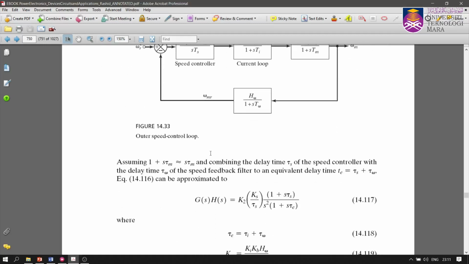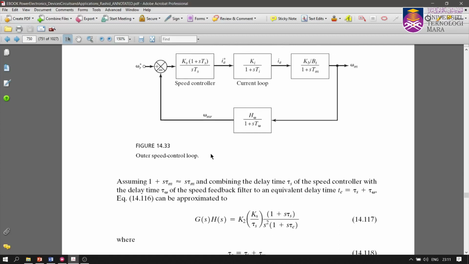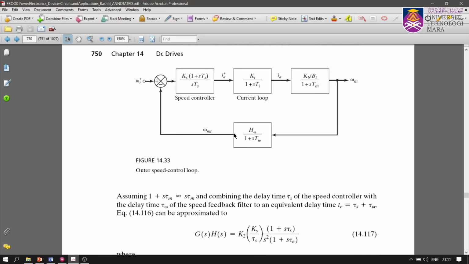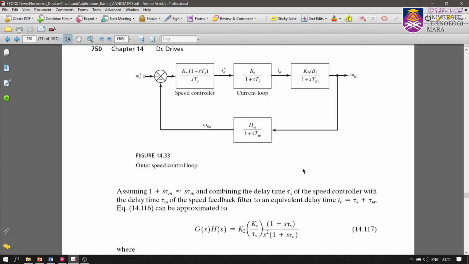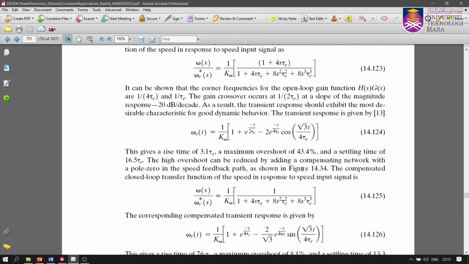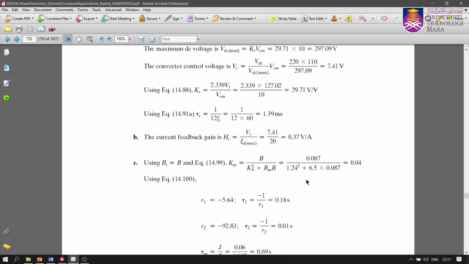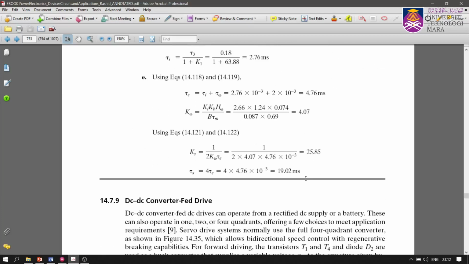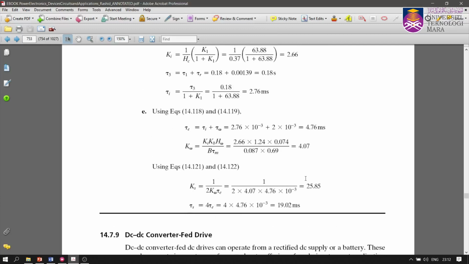Of course, you need to go back and open up your controls book and look at the fundamentals of how to simplify the block diagram. If you have a cascaded block diagram, you can move the nodes to the front or to the end. You can do that. And finally, I think that's it for the closed loop transfer function, closed loop control of the DC motor.